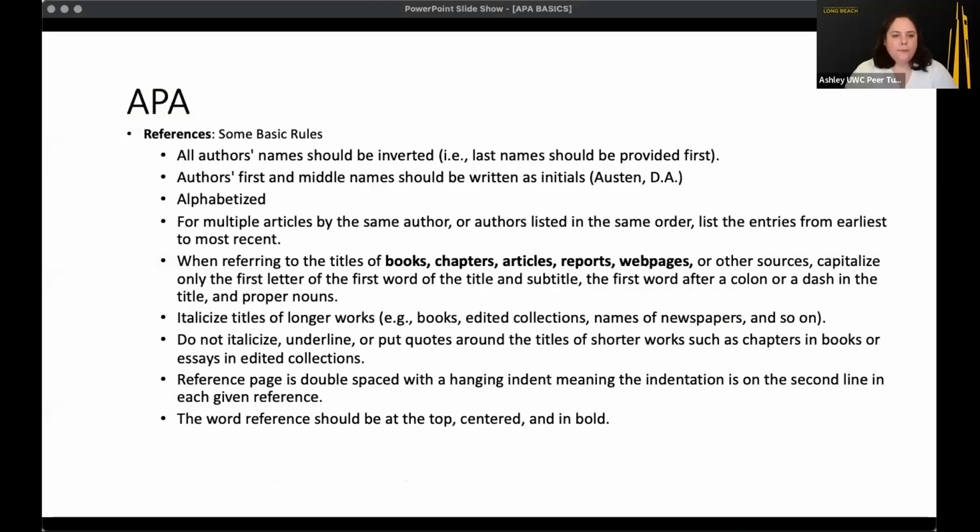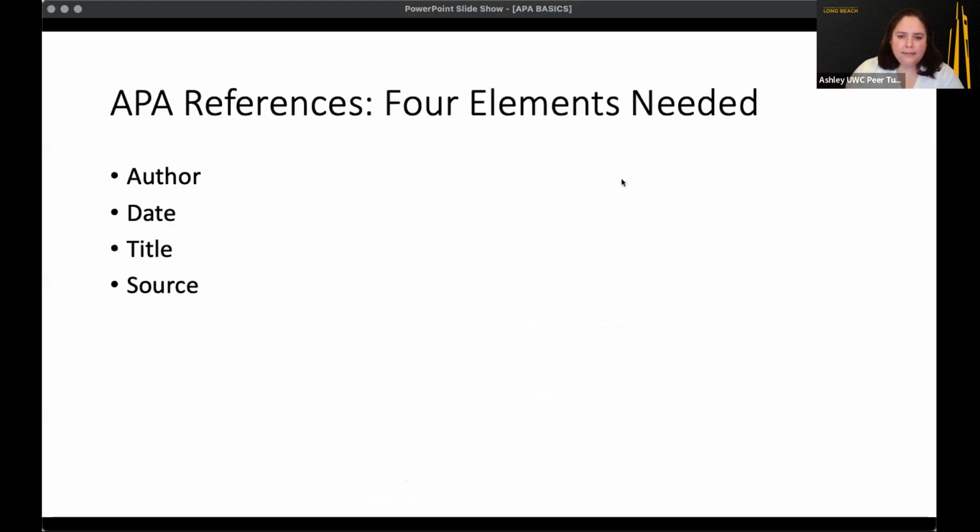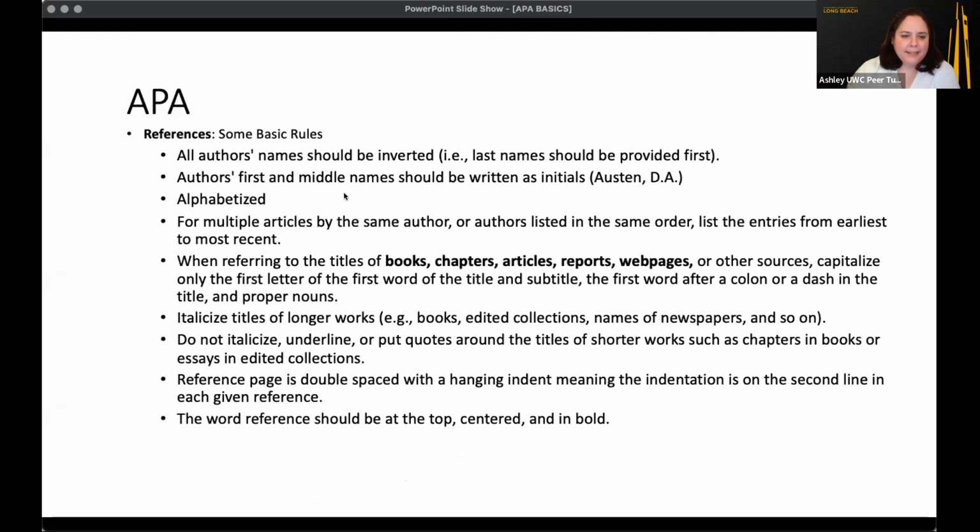All right, so APA references. Here are some basic rules. We'll go into detail later in a bit. References: all author names should be inverted for your reference list at the end of the paper. The last name should be provided first, and then the author's first initial and middle initial. So it should look like this on the reference page, not in parentheses, but it should look like that.